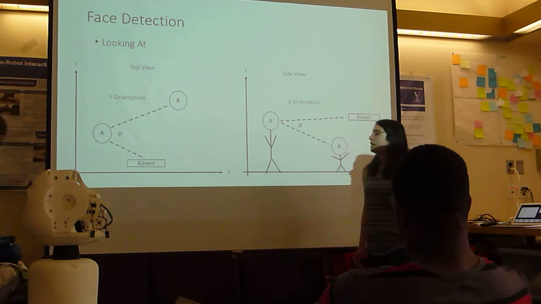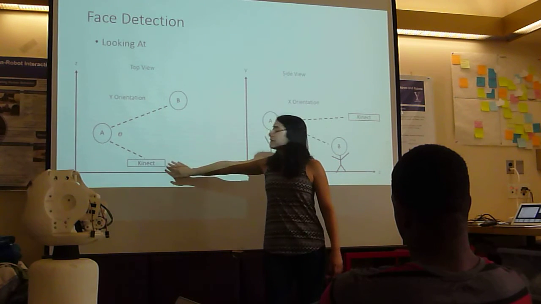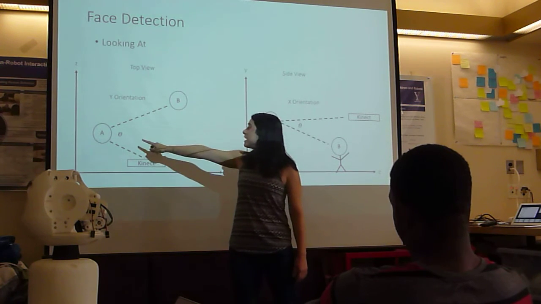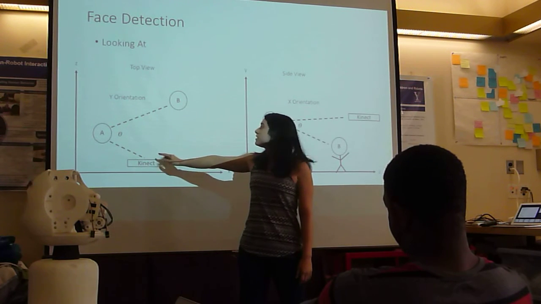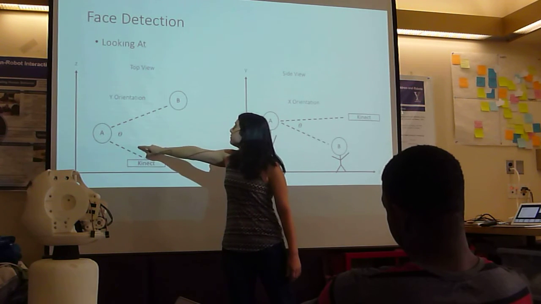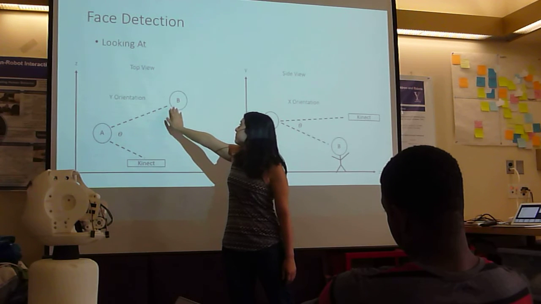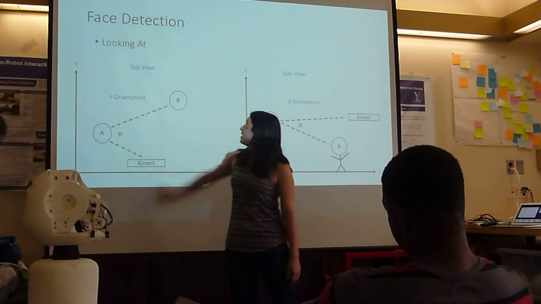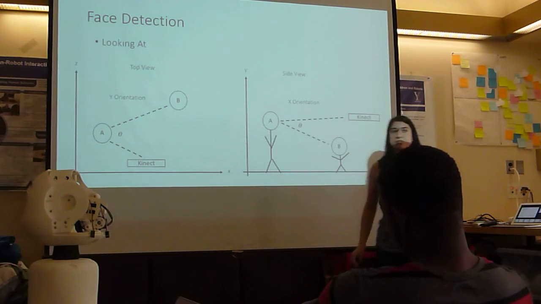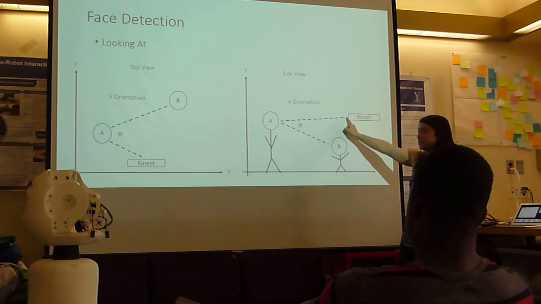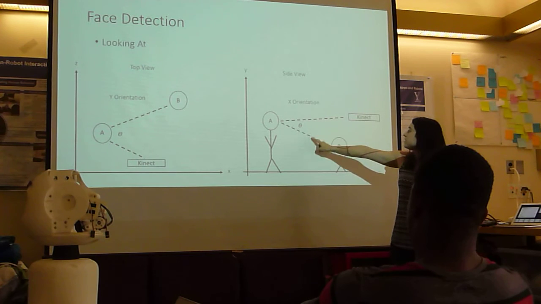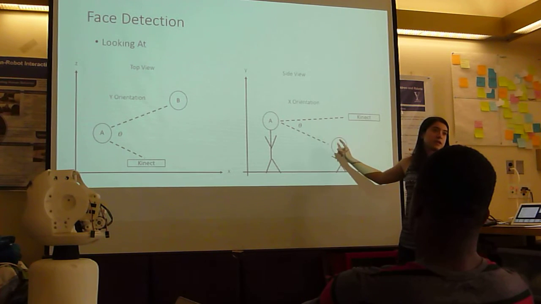Yeah, so in this diagram, this is the kinect. If person A is looking directly at the kinect, that's an angle of 0. So we want to calculate the angle they should be looking at to see person B. And we also have to do the same thing here. Again, person A looking straight at the kinect is 0, and this angle here is what they need to be looking at person B.